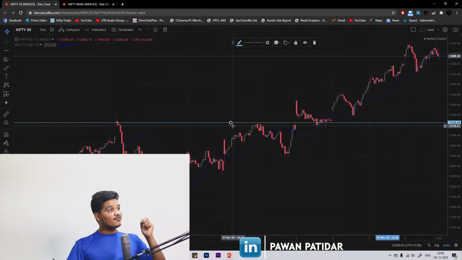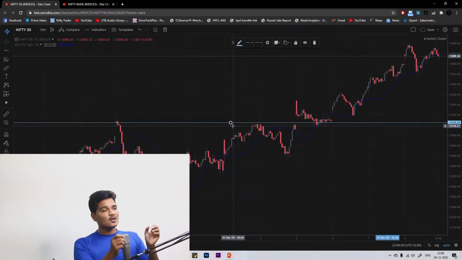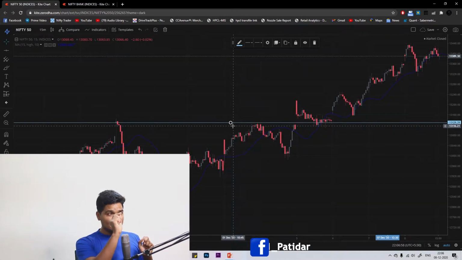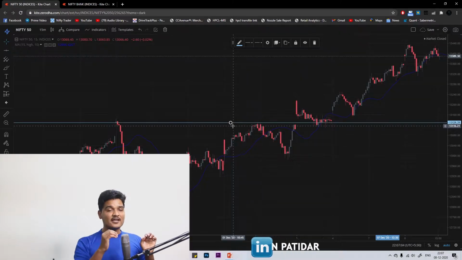I have opened the 15 minutes candle Nifty chart. If you see this chart, you will be able to say that Nifty support is at 13,129. This is the support. Why is it support? Because at this line Nifty has touched multiple times, and once this line was broken, Nifty moved up.